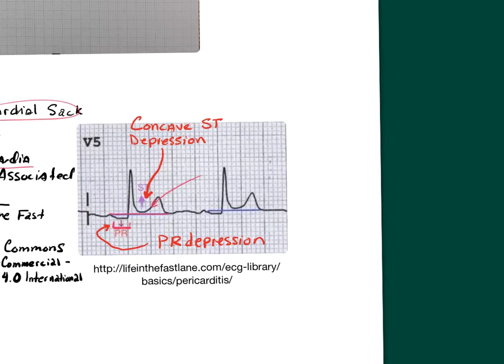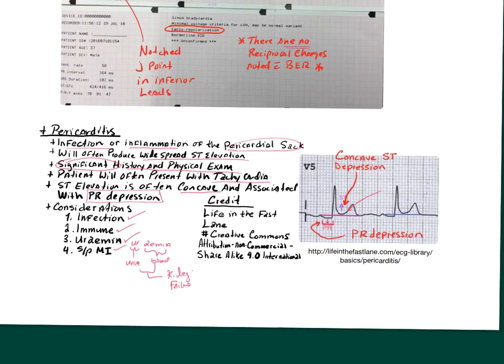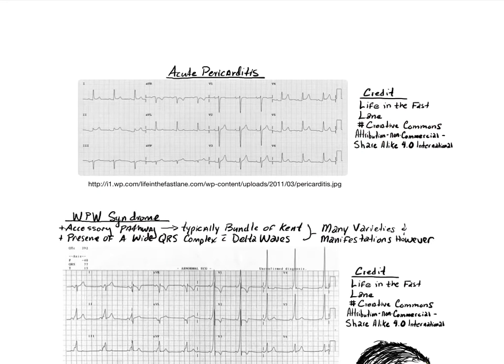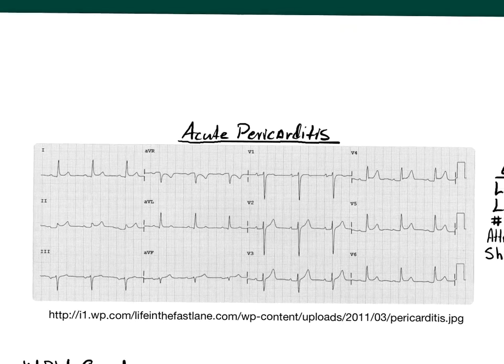So when you put the history and physical exam together with some tachycardia, with concave elevation and PR interval depression, that should point you toward the diagnosis of pericarditis. And this is something that is treated very differently than STEMI, right? You're probably not going to want to dump a bunch of nitro into these patients. It may not help them, may even hurt them in some cases. Okay, let's move on. Let's give you guys an example of acute pericarditis.